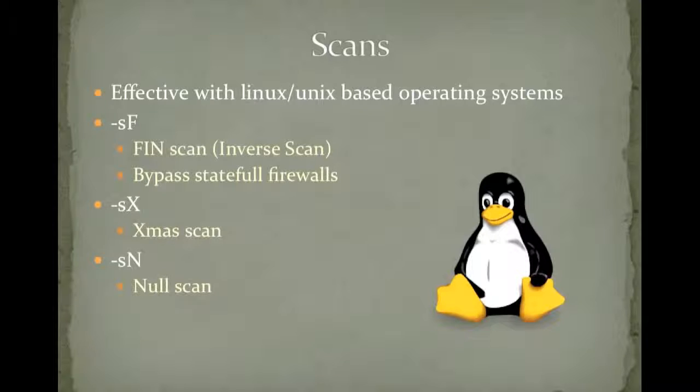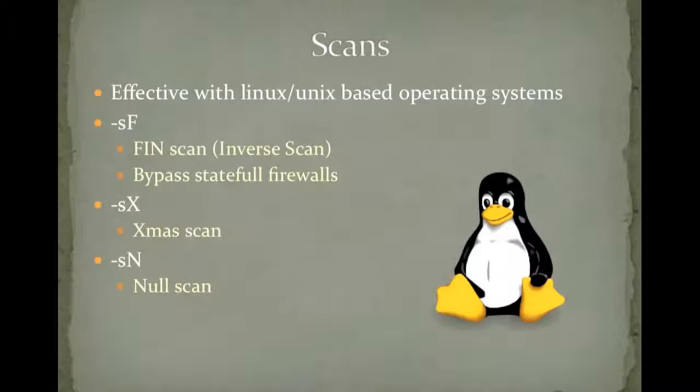-sF is a FIN scan, also commonly referred to as an inverse scan. This bypasses stateful firewalls, which have a list of IP addresses which can access the server per se. -sX is an Xmas scan, and the reason why it's called this is because it sort of lights up like a Christmas tree. If you open up Wireshark, which is a packet capturing software, it'll light up like a Christmas tree.